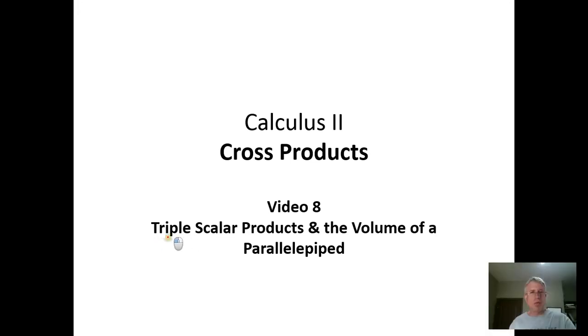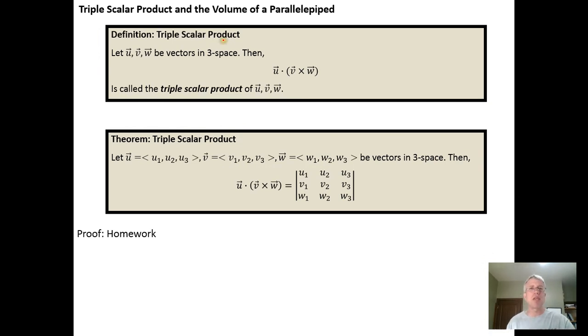So in this video we're going to define the triple scalar product and then show why the absolute value of it gives you the volume of the parallelepiped. So the triple scalar product is simply, if we have three vectors in 3-space, u, v, and w, if we take u dot v cross w, this by definition is the triple scalar product of u, v, and w. So we're just giving this product a name.